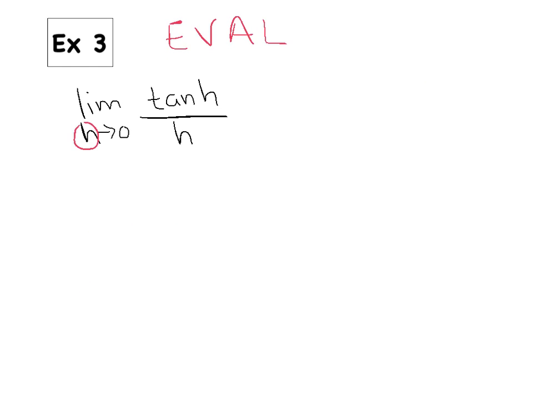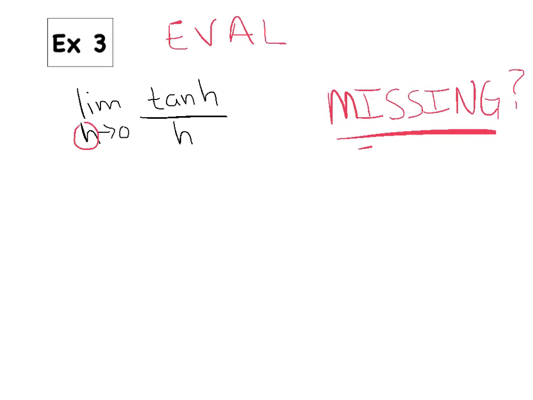You see the h's, so you know it's going to be a difference quotient. They're testing you on your knowledge and understanding of the difference quotient. But what's going on? The question is, why does it look so much cleaner? In other words, what's missing on this one compared to the last one?